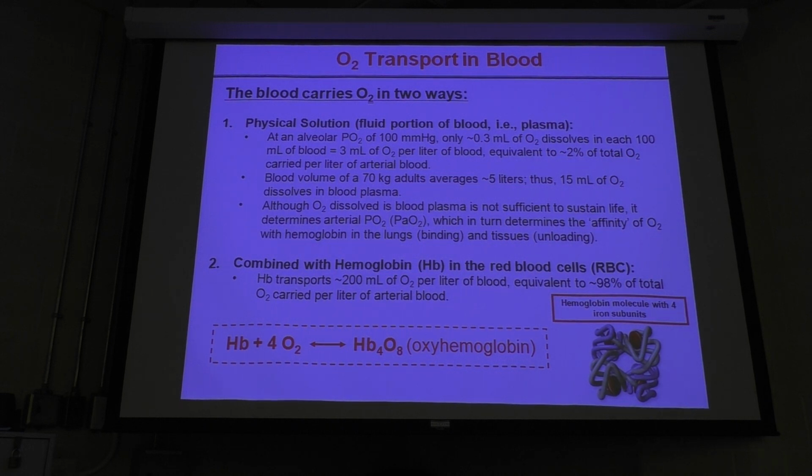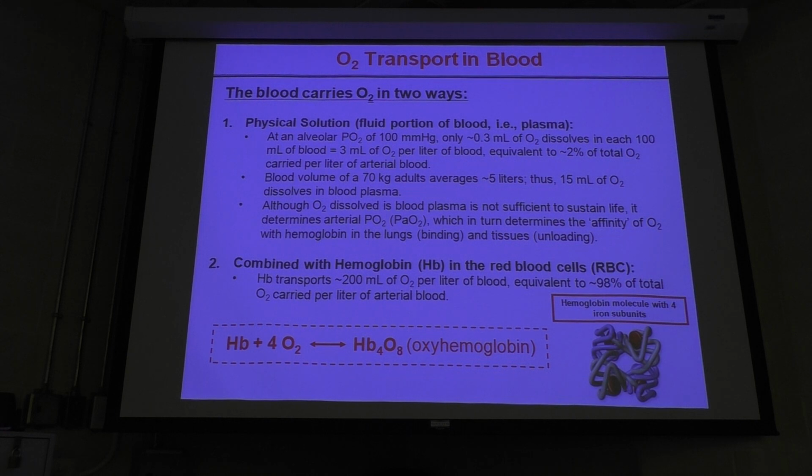At an alveolar PO2 of 100 millimeters of mercury, which is normal and healthy, only 0.3 milliliters of oxygen dissolves in each 100 mLs of blood. So basically we have 3 milliliters of oxygen per liter of blood. This is only equivalent to approximately 2% of our total oxygen carrying capacity in the arterial blood.